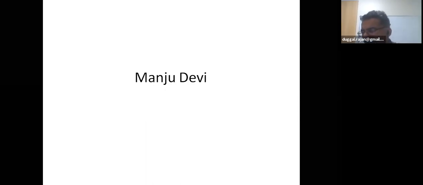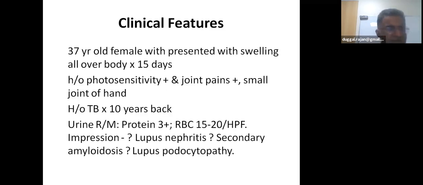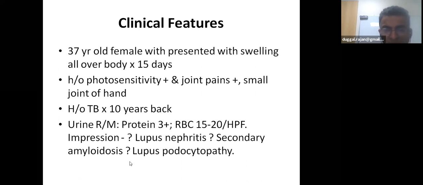So we come to the next case, Manju Devi. Manju Devi is a 37-year-old female who presented with swelling all over the body for 15 days, history of photosensitivity, joint pains, and small joints of hands. History of tuberculosis 10 years back. Urine routine microscopy showed 3 plus proteins. RBCs were 15 to 20. An impression was lupus nephritis, secondary amyloidosis, or lupus podocytopathy.